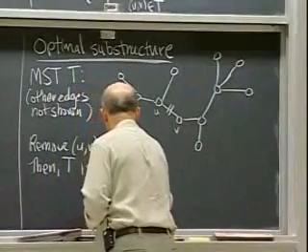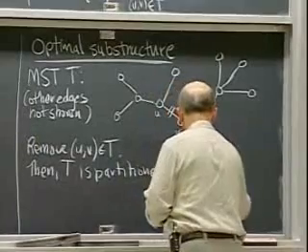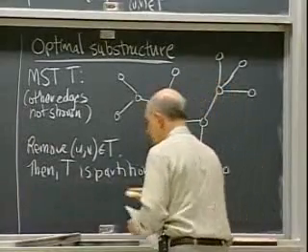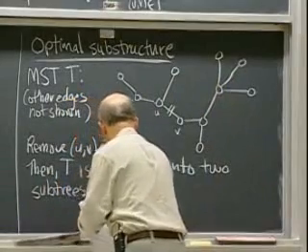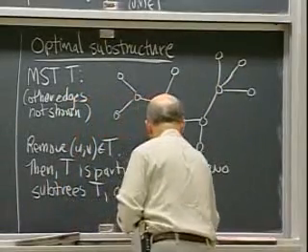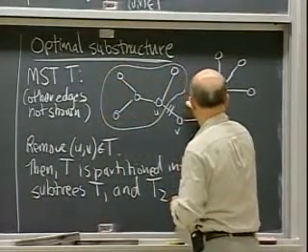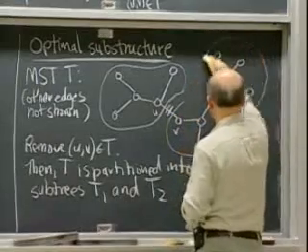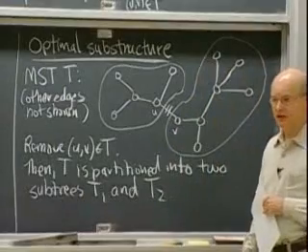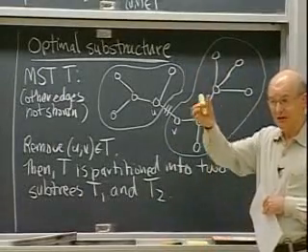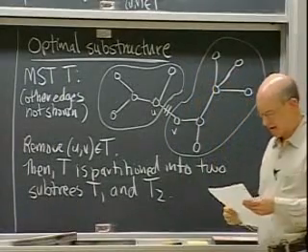Okay, so we remove that, then T is partitioned into two subtrees, and we'll call them T1 and T2. So here's one subtree, and here's another subtree. We've partitioned it. No matter what edge I picked, there would be two subtrees that it's partitioned into, even if the subtree is a trivial subtree, for example, just a single node with no edges.